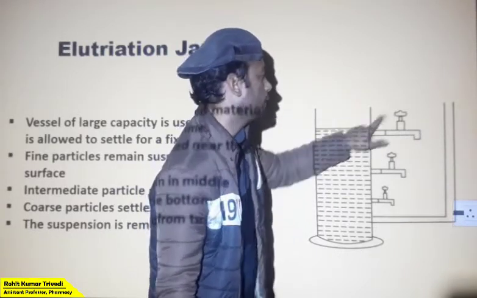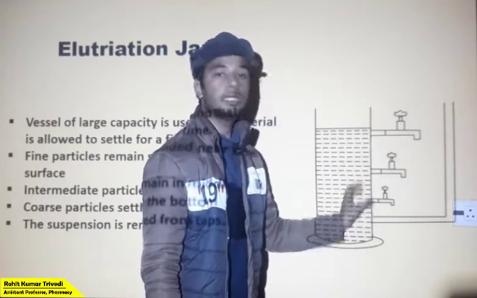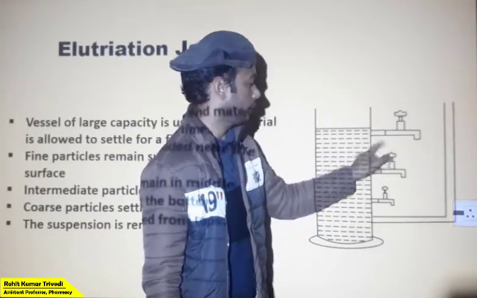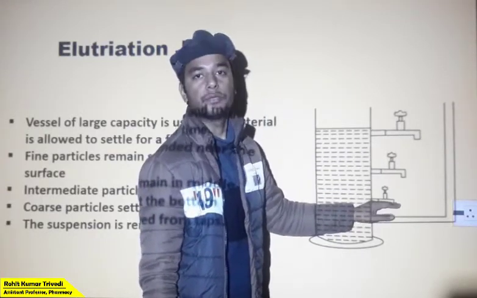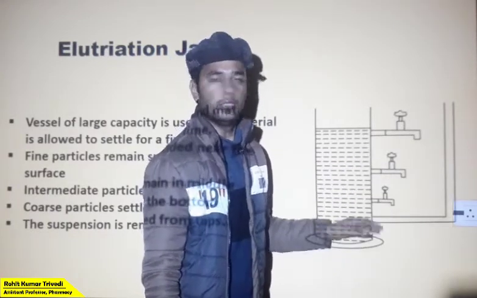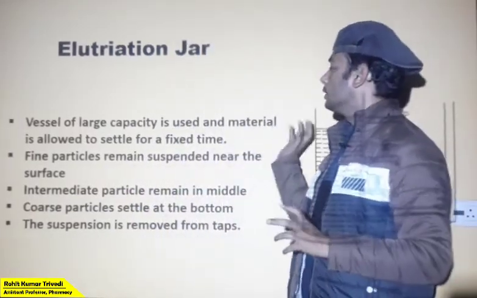By using these 3 openings we can collect our different size particles very easily. First of all we will open this one, after that this one, and after that this one. So we will have 3 different sized particles by using this jar method, basically the elutriation jar.